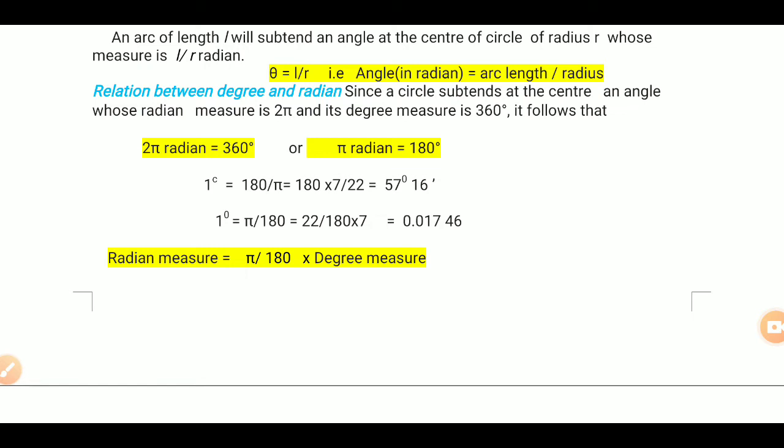Similarly, 1 degree is equal to pi upon 180, pi is 22 by 7, so 22 by 180 into 7, we get 0.01746 radian.